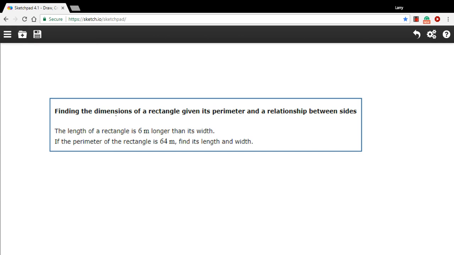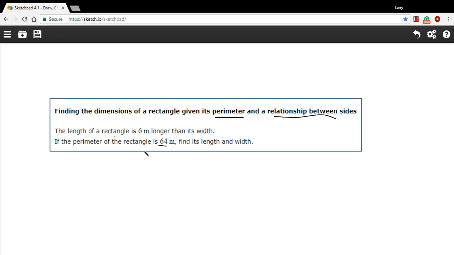In this problem, we're being asked to find the dimensions, that is, the length and the width of a rectangle, and we're being given just its perimeter and some relationship between the sides. So in this one, it says the length of a rectangle is 6 meters longer than its width, and then it gives you the perimeter and says find the length and the width.